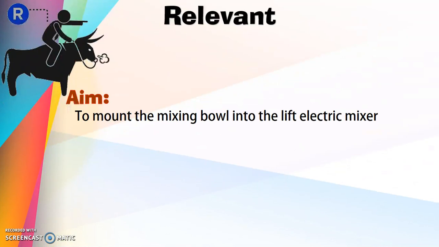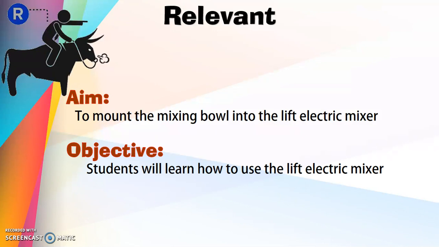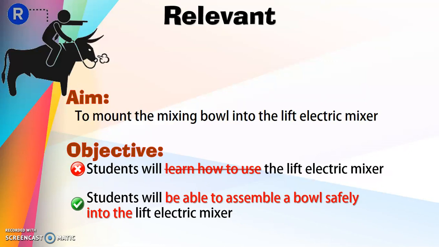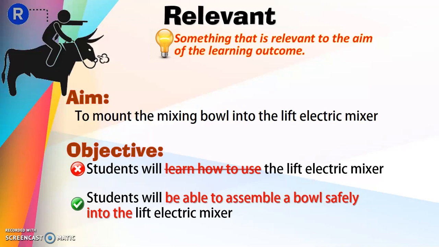Now, we need to make sure our objectives are relevant. If we are trying to teach our students how to mount the mixing bowl into the electric mixer, we might say, the students will learn how to use electric mixer. Even though this is related to the use of electric mixer, it has nothing to do with mounting the mixing bowl into the electric mixer, and therefore, it is not relevant. So instead, we can say, students will be able to assemble and adjust a bowl safely into the lift mixer. By relevant, we mean something that is related to the aim of the learning goal.